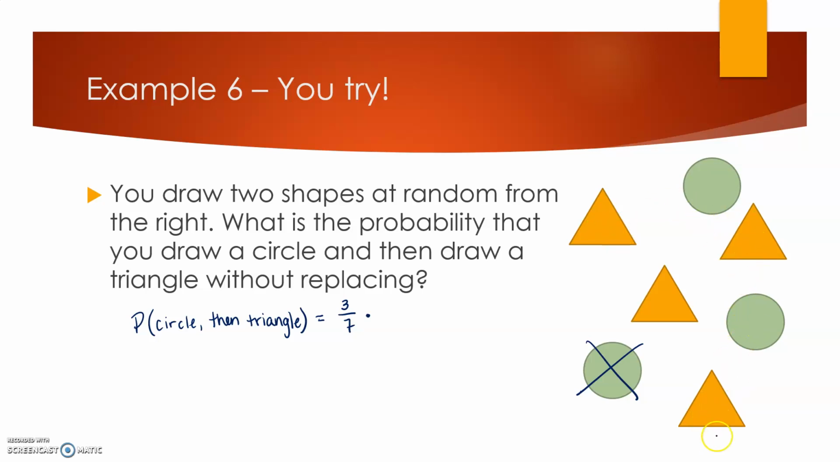So now there are 4 triangles out of 1, 2, 3, 4, 5, 6 shapes. So we're going to have times 4 out of 6. This is going to give us 12 over 56. And we can simplify this. We're going to divide both the top and bottom by 4. And so what we're going to get is 3 over 14. And then when we do 3 divided by 14, we get 0.214.